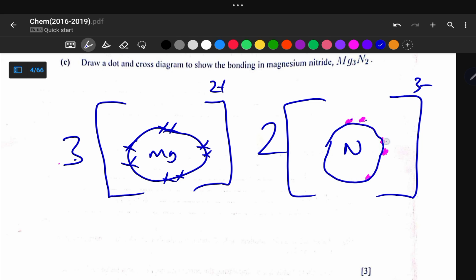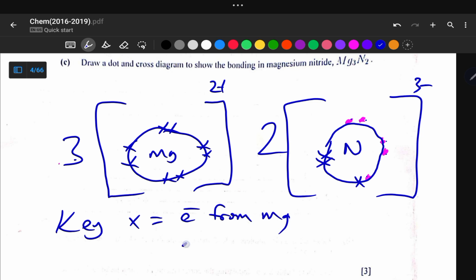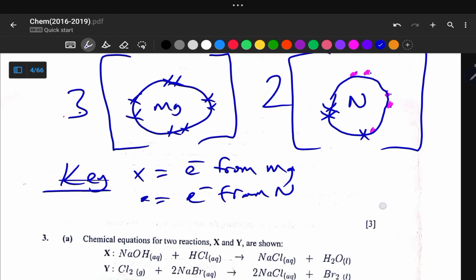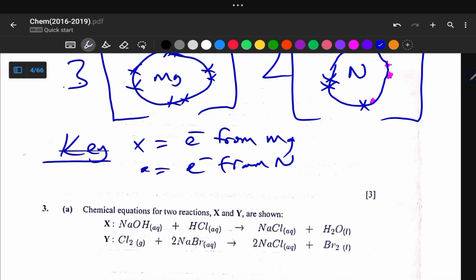we've got 1, 2, 3, 4, 5. So we want to put the cross for the electrons of magnesium. So X, then X, X here. So we want to write the key: X electron from magnesium, and then dot electron from nitrogen. So you should also include the key in your answer, and then we are done on this question. So we are now moving on to number 3.